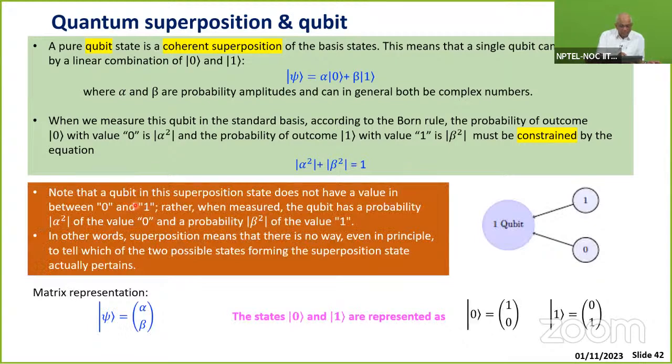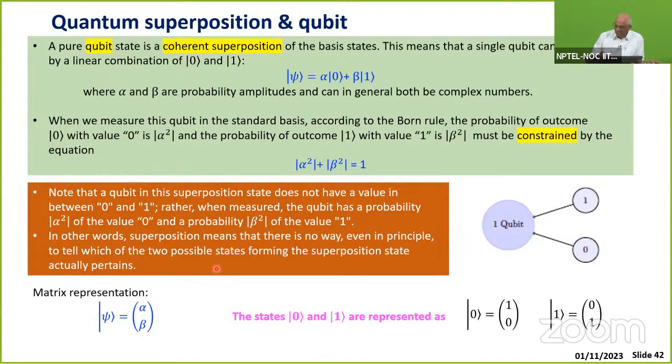So now the qubit in the superposition does not have a value in between 0 and 1, but has a probability alpha squared of the value 0 and a probability beta squared of the value 1. In other words, superposition means there is no way, even in principle, to tell which of the two possible states forming the superposition state actually pertains.